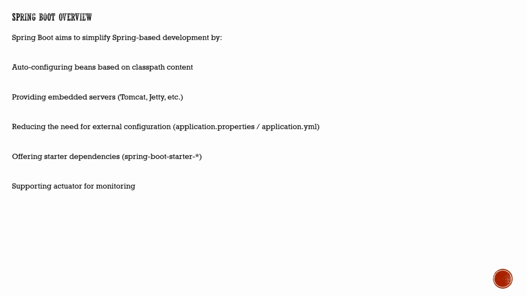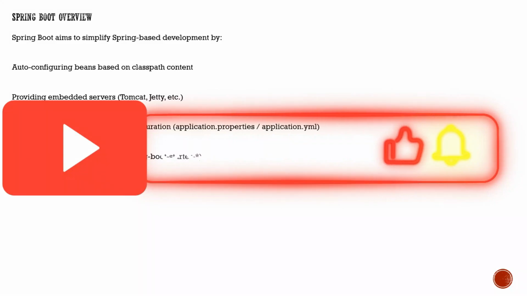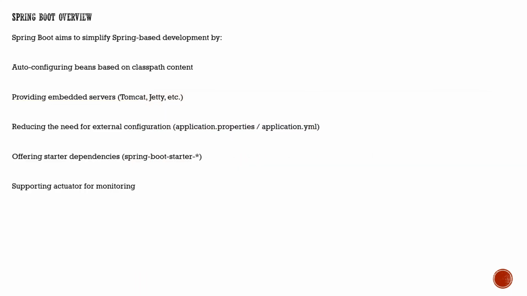Now, Spring Boot overview. Spring Boot is going to simplify your development by making use of auto configuration based on the context of the classpath. It also has an embedded server. The default one is Tomcat, and you can actually configure it to Jetty as well, reducing the need for configuration. We have application.properties and application.yml, so it is going to reduce that particular configuration.